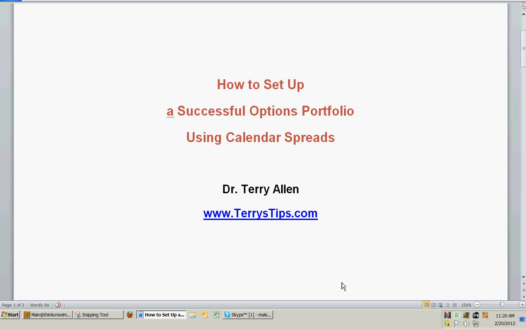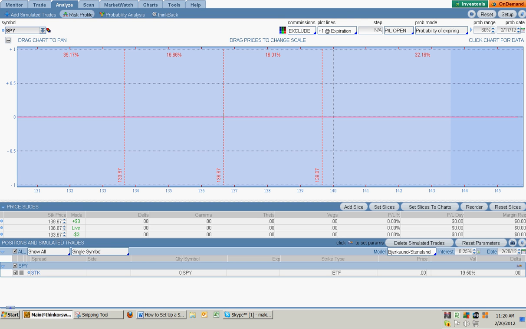spread, first you should check out what the spread will make or lose when the short options expire at the various possible prices where the underlying stock might end up. Fortunately, this is easy to do with a Thinkorswim Analyze tab. Let's check it out. Here's the Analyze tab.